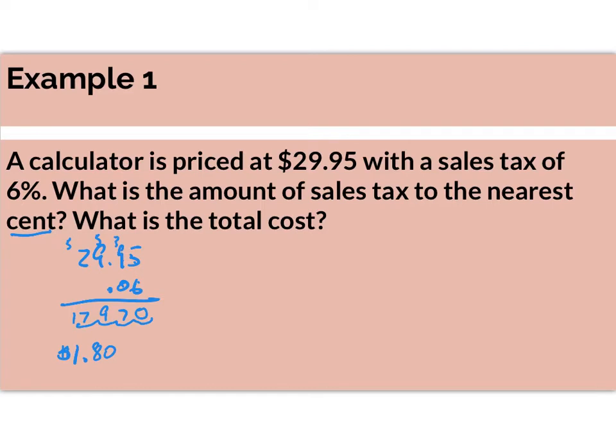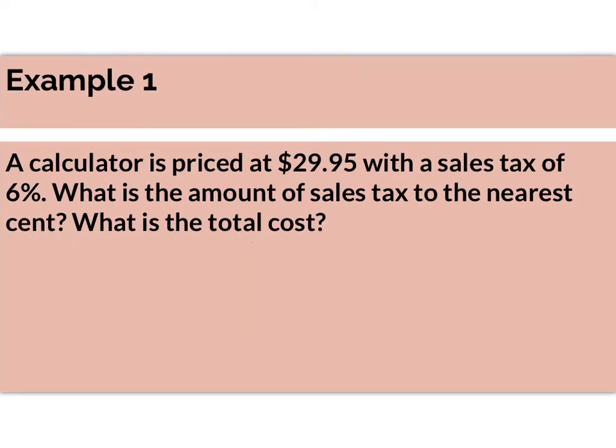So now, what you would do from here is do $29.95 plus $1.80, giving you 517, carrying a 1, 11 carrying a 1, $31.75 is the total price. But let's show you a different way of approaching this on the next slide.